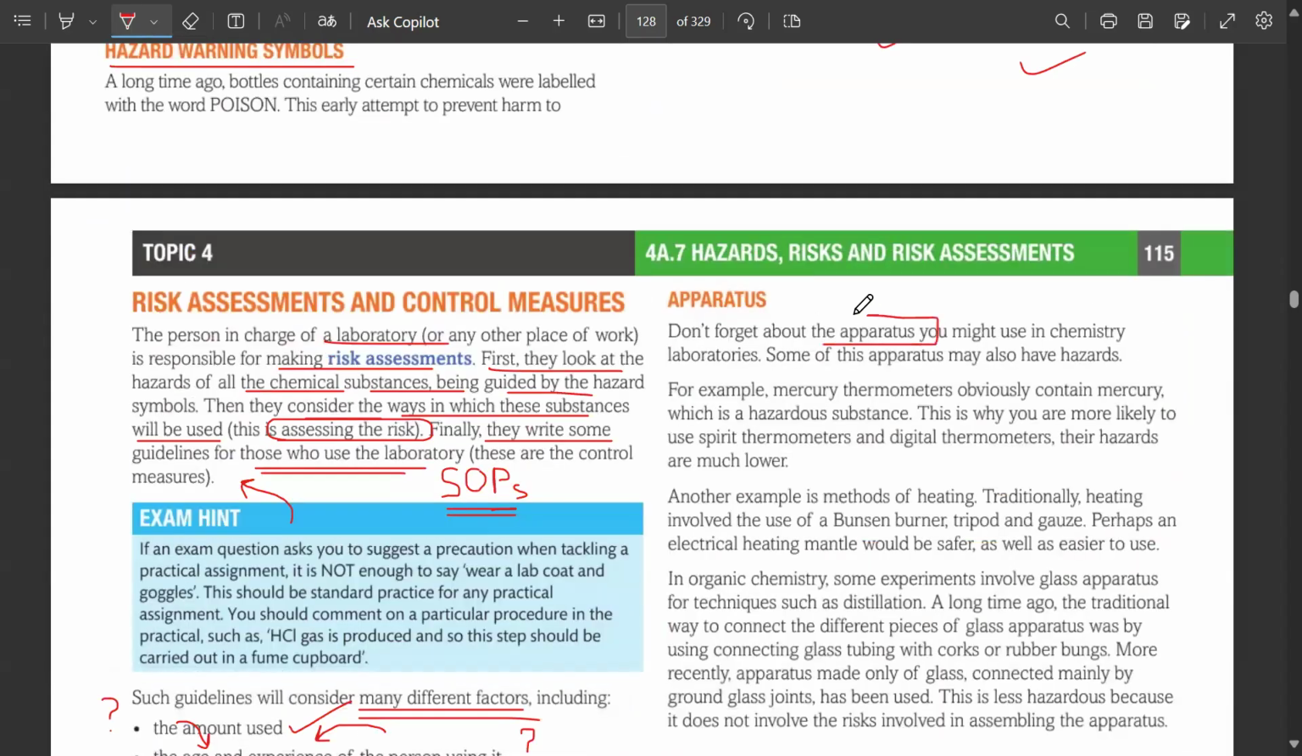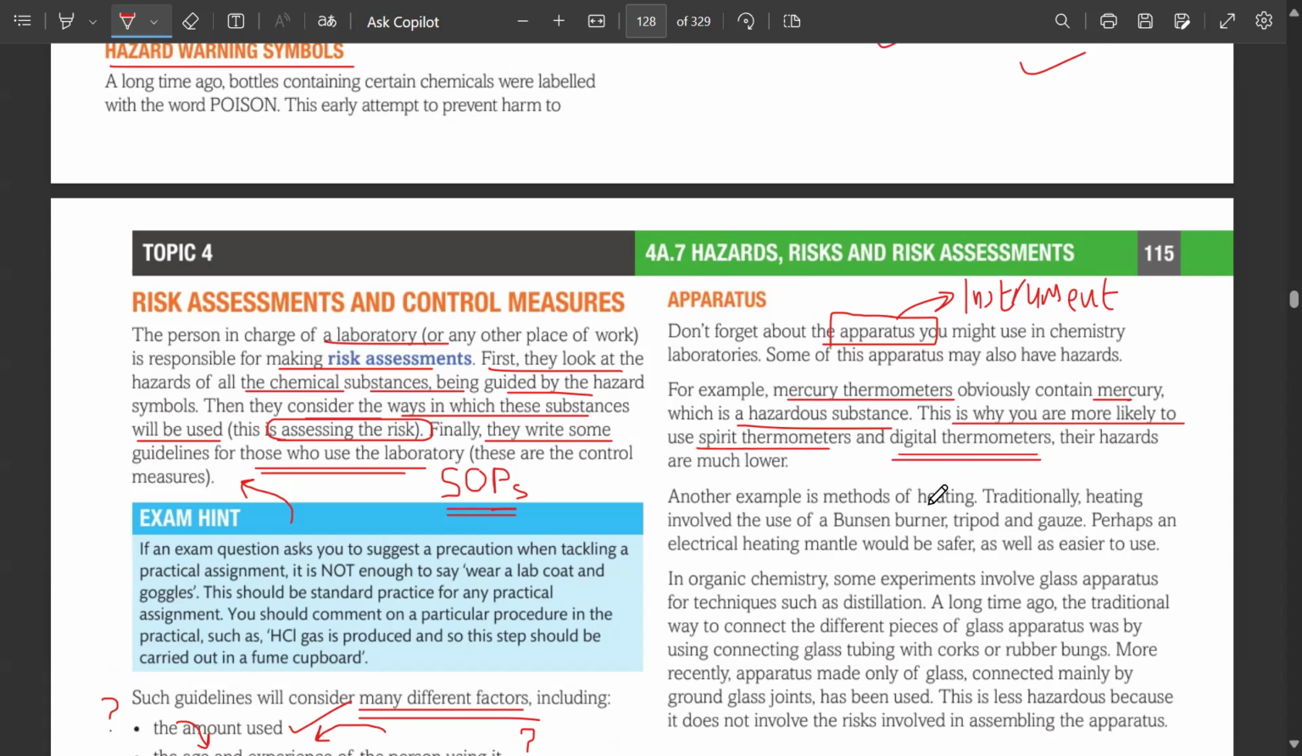Apparatus, what is apparatus? The equipment you may use. Exactly, the different equipment, the different instruments that are used in chemistry laboratories. Some of this apparatus may also have hazards. For example, mercury thermometers obviously contain mercury, which is a hazardous substance, and this is why you are more likely to use spirit thermometers and digital thermometers. Their hazards are much lower.